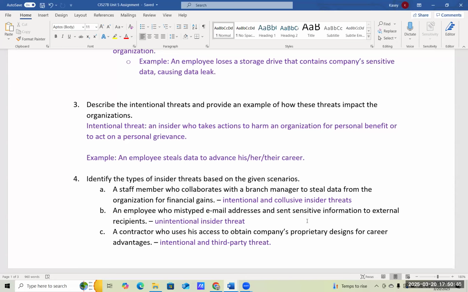C, a contractor who uses his access to obtain companies' proprietary designs for career advantages. That's an intentional and third-party threat. Now you also have, like, if you watch Snowden the movie, right? Is he an insider threat? He's a whistleblower.